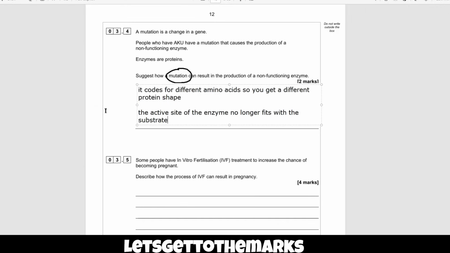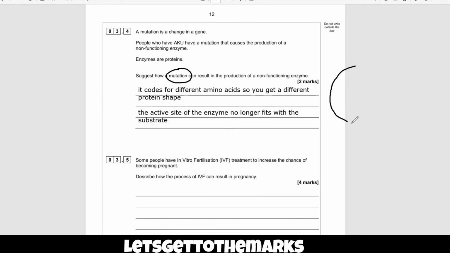So the shape of a protein is decided by the DNA, the genetic code, because remember, genes code for an amino acid sequence, and the amino acid sequence helps form the specific 3D shape of a protein. If you get the sequence changed slightly, the shape of the protein might be changed, and it'll be the active site of the enzyme that no longer fits with the substrate, and so that enzyme is now non-functioning.